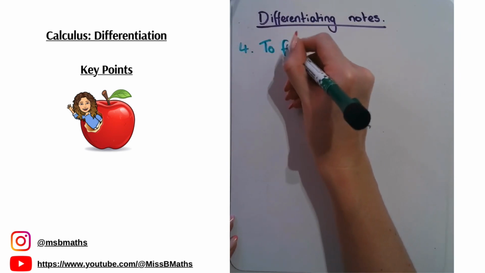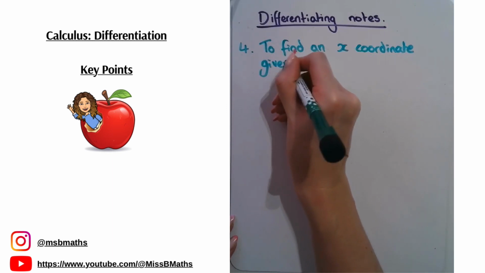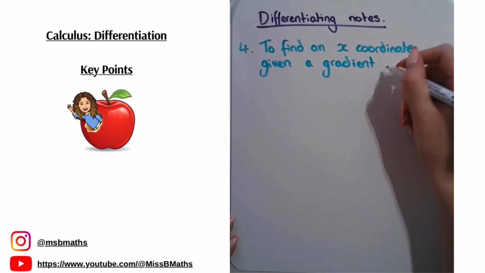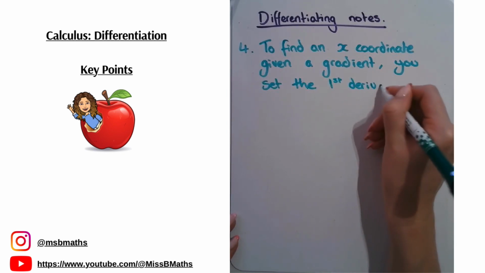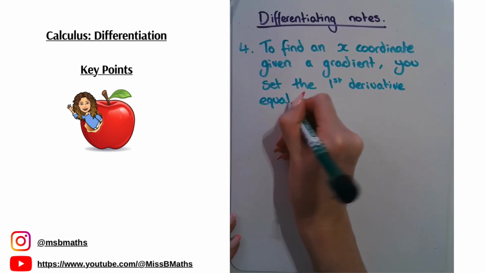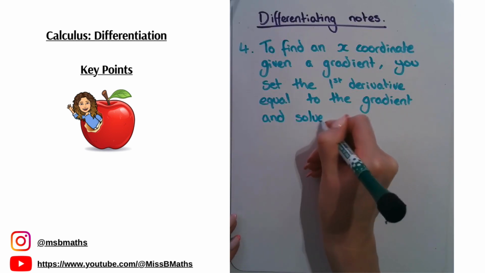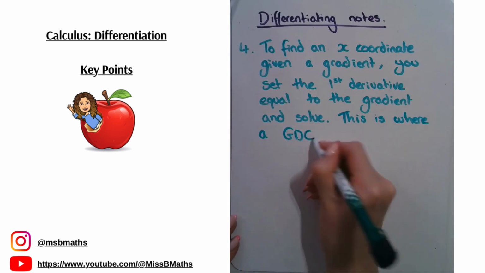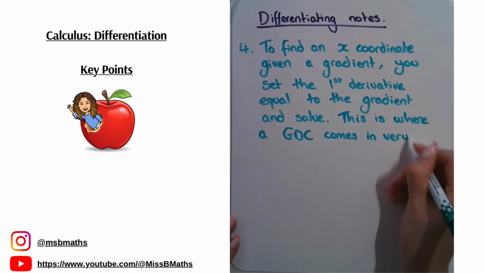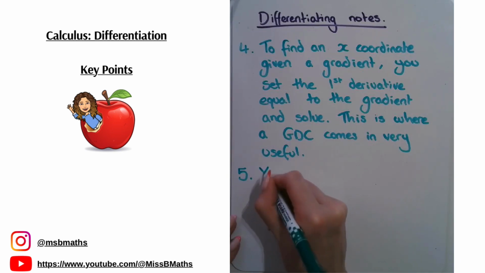Okay, so point 4, we can find an x-coordinate when we are given a gradient, okay? We, of course, need to find the gradient, so if you don't already have it, you need to find the first derivative by differentiating. And then what you have to do is set this equal to the gradient given and solve, okay? This is where a GDC comes in useful, but most of the time, certainly on the standard level papers, it is also possible to solve using factorising and then, subsequently setting your brackets equal to 0, okay?